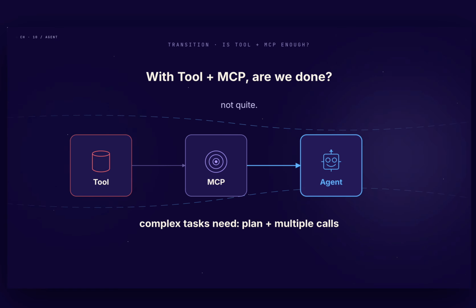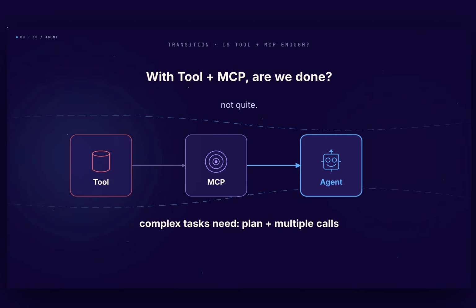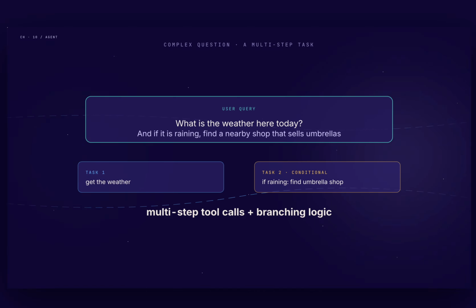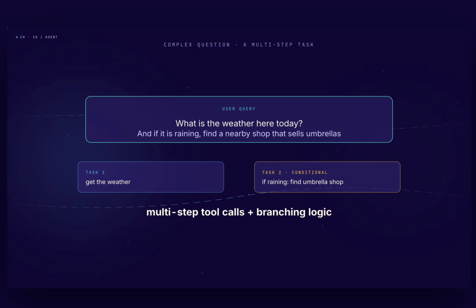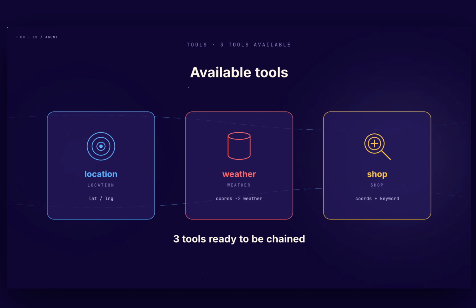Logically, with tool and MCP, the model should be unstoppable by now. But actually, it's still missing one thing. Let's throw a harder question at it. What's the weather like here today? And if it's raining, can you find an umbrella shop nearby? Suppose we have these tools available: a location tool that grabs the user's coordinates, a weather tool that takes coordinates and returns the forecast, and a shop tool that takes coordinates and finds nearby stores.